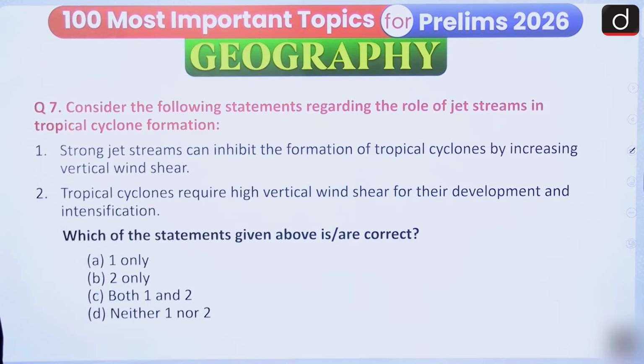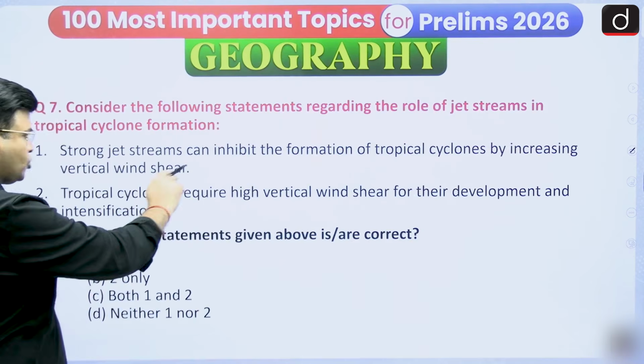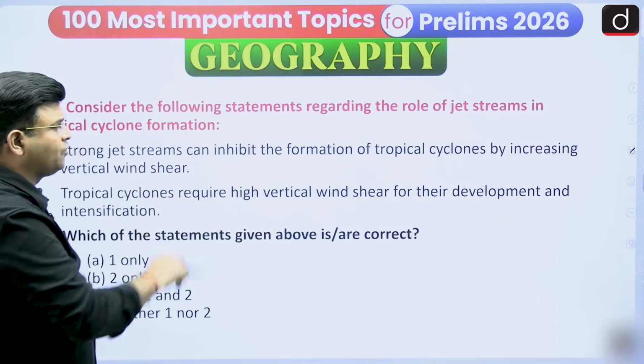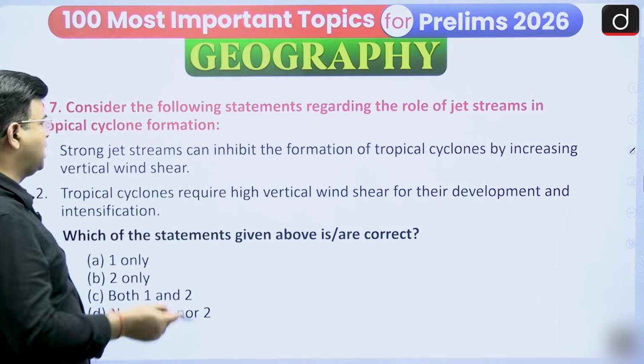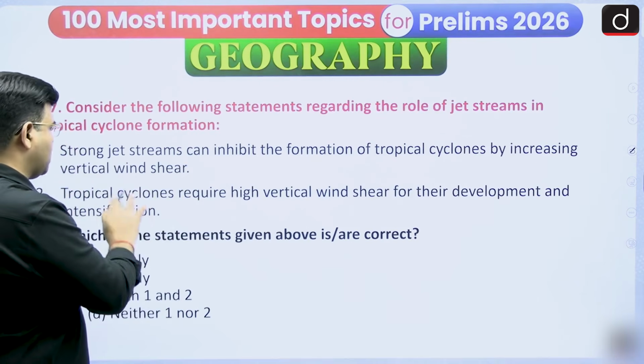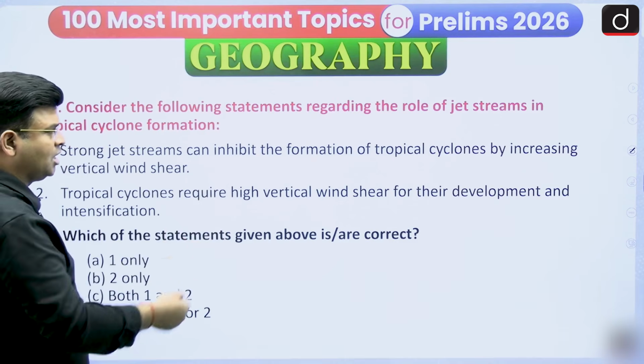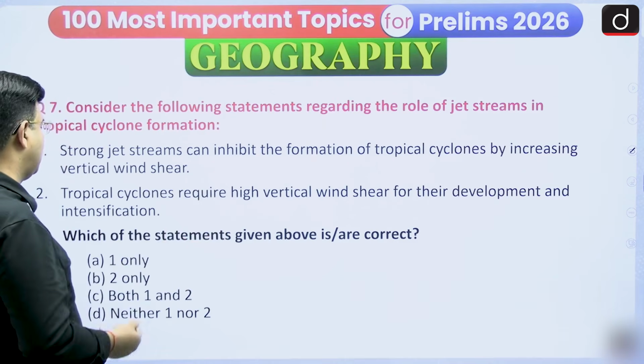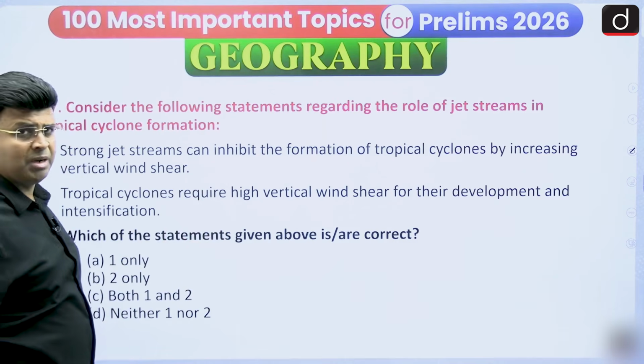Consider the following statements regarding the role of the jet stream in tropical cyclone formation. A strong jet stream can inhibit the formation of a tropical cyclone by increasing vertical wind shear. We have to say whether it is right or wrong. Tropical cyclones require high vertical wind shear for their development and intensification. You have to answer it in the comment box.